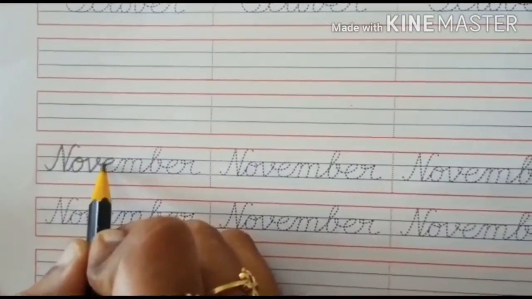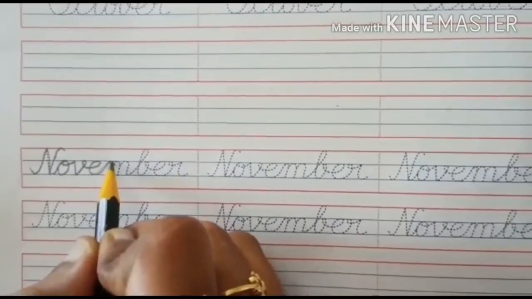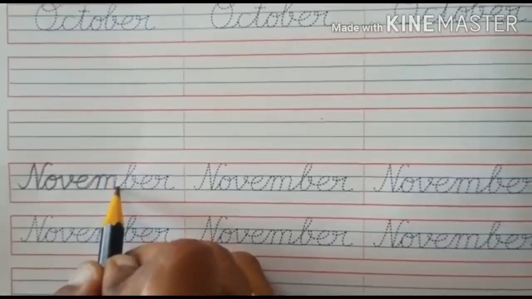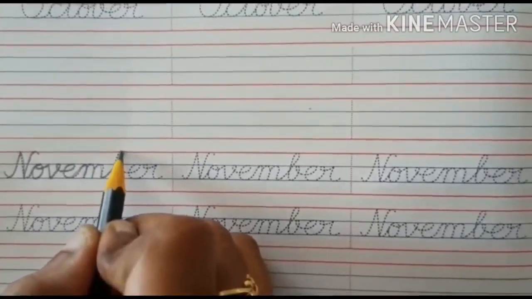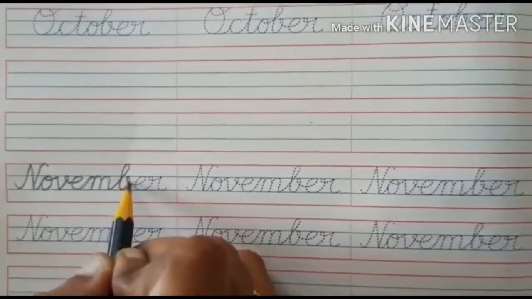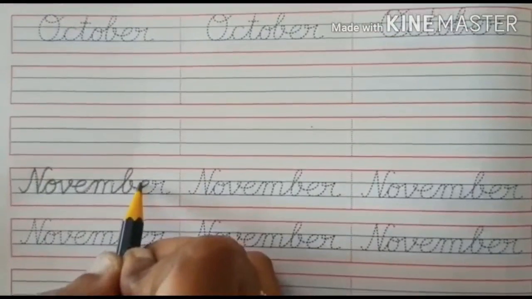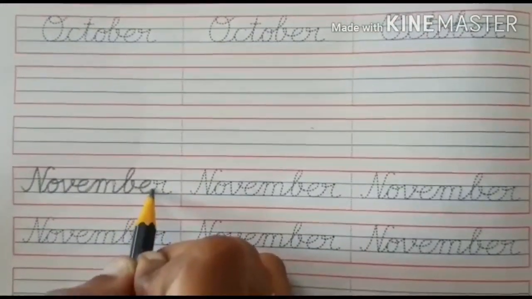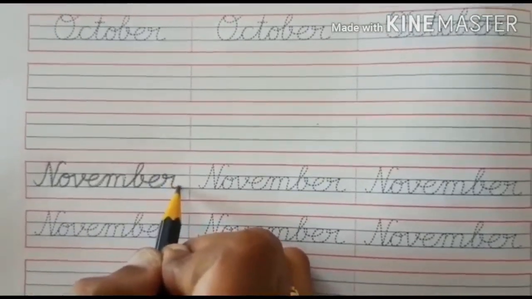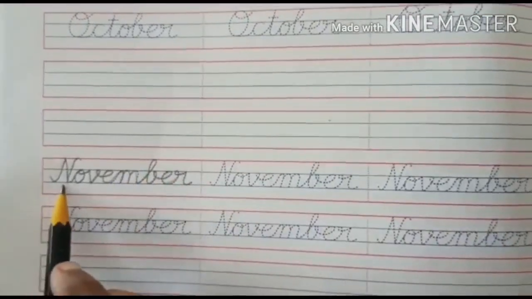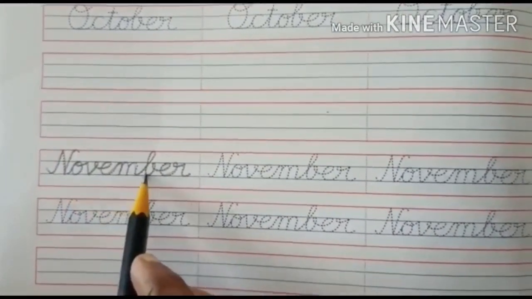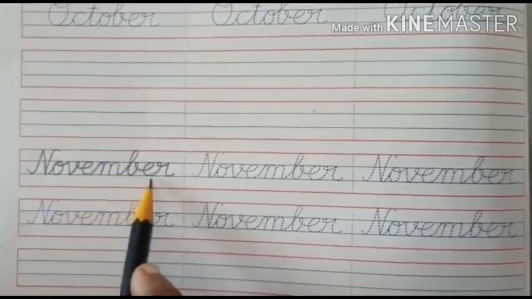E, touch midline and baseline. M, touch midline and baseline. B, touch top line, midline and baseline, put one small knot. E, touch midline and baseline. R, put one small knot, touch midline and baseline. November. November.